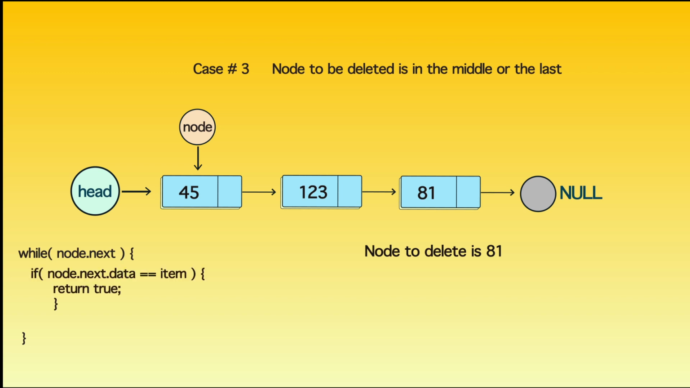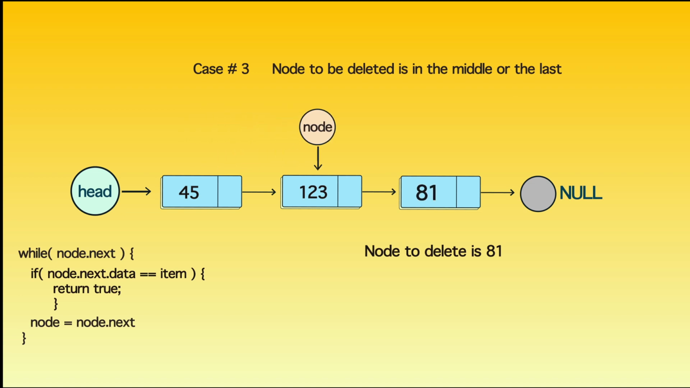That means we're going to enter the body of the while loop, and here we are checking whether the element we want to delete is the next node or not. If node.next.data happens to be the item or the node that we want to delete, then we will do the logic for deleting the node. Otherwise, we will keep moving forward in the linked list.